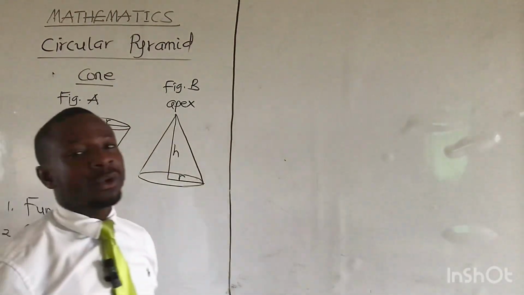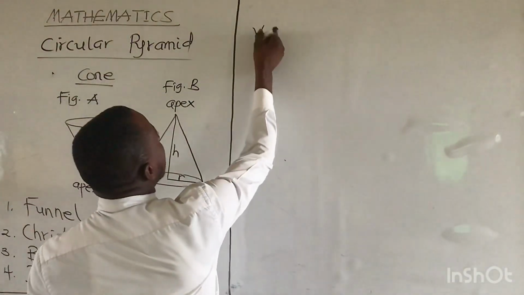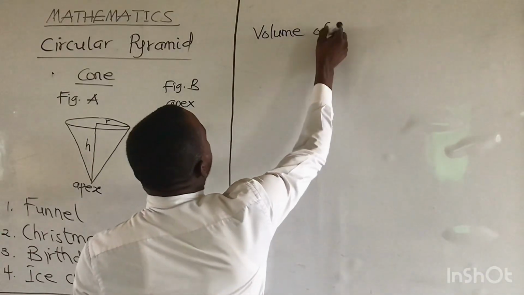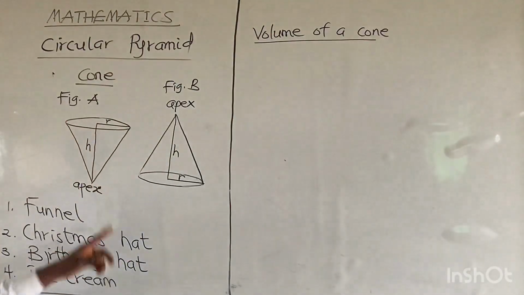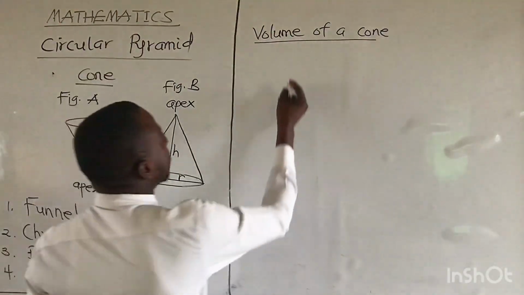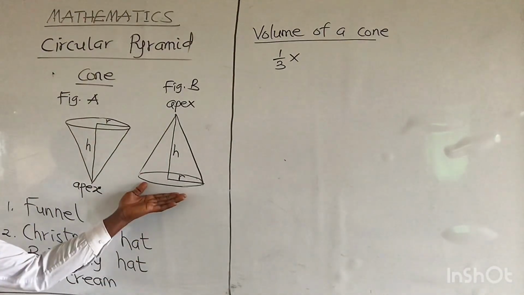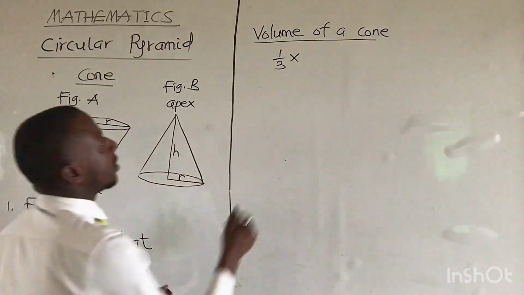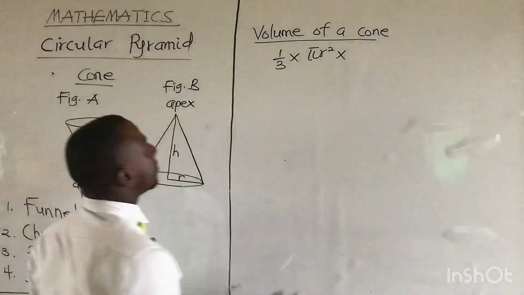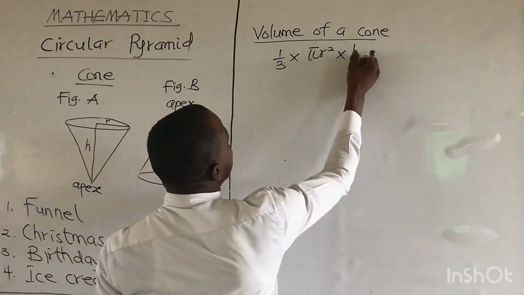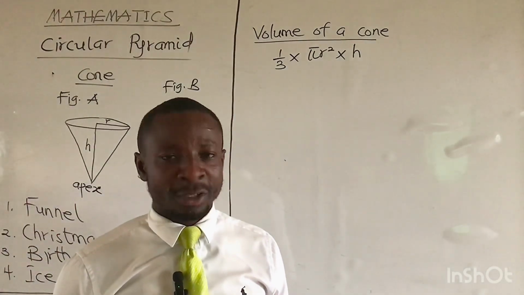So viewers, we are going to look at how we can find the volume of a cone. Because a cone is a pyramid, it is 1 over 3 multiplying the base. Here the base is in the form of a circle, so the area of its base, which is pi r squared, times the height, which is h. Basically, this is how we find the volume of a cone.